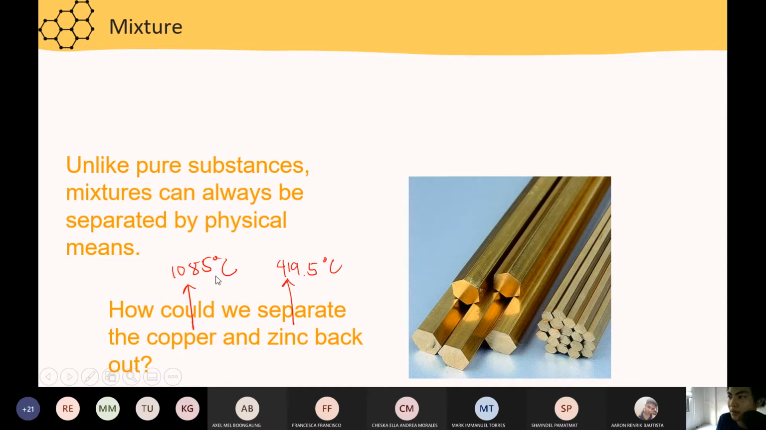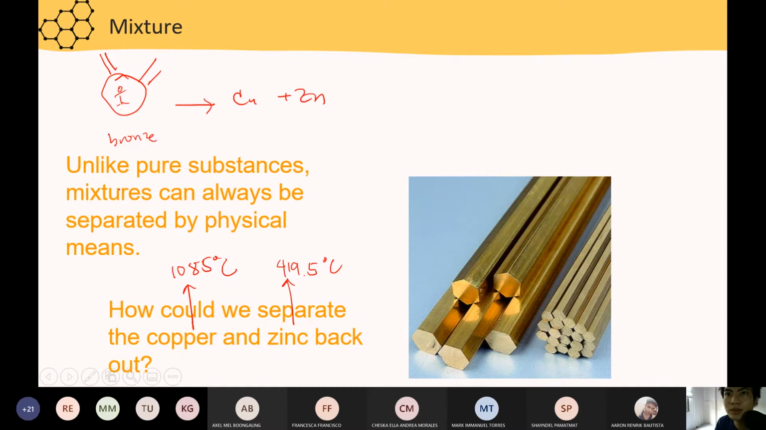Okay, so 1085 and 419.5. It means that, for example, you have a bronze metal. Say you have a bronze medal, like in the Olympics. This is your bronze medal. You want to separate them into copper and zinc. All you have to do is to melt it, at different temperatures.